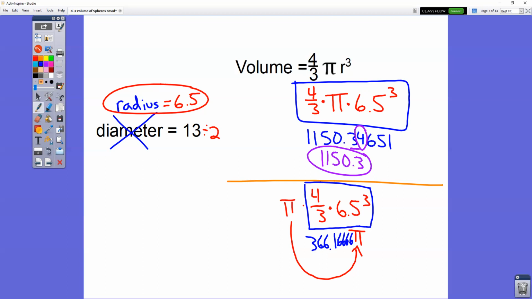So again, be very, very careful. Make sure that you use 4 divided by 3 for 4/3 or 1.33333. Fill up that whole screen. Also make sure that you are paying attention whether you're given the radius or given the diameter.